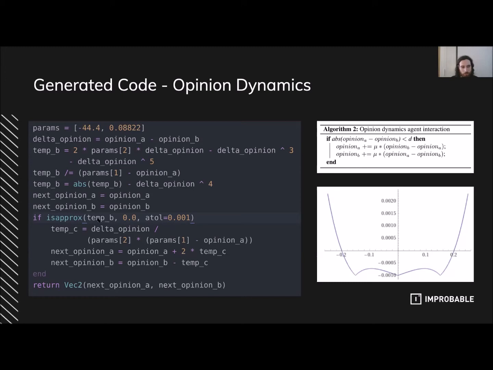So that's a bit weird. When I first saw this, I was like, this is a bit strange. What's going on here? I looked into this. It turns out temp B is actually a polynomial function of this delta opinion, which you can see plotted here. And basically, when this polynomial is less than 0, this is equivalent to this condition here. So basically temp B is between minus 0.2 and 0.2. Then we do this function, which basically updates the opinion.